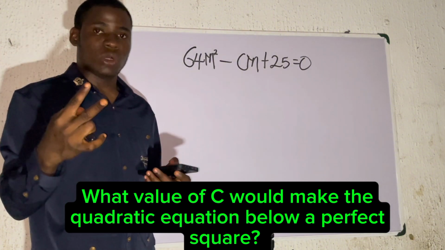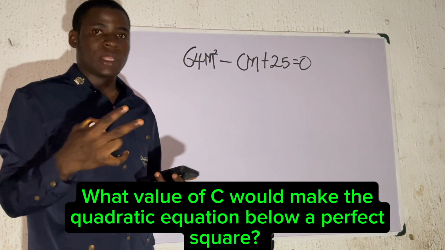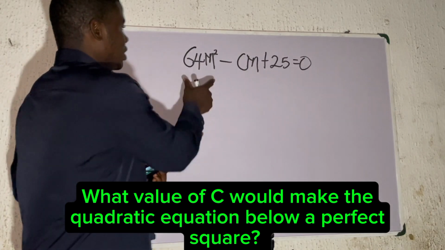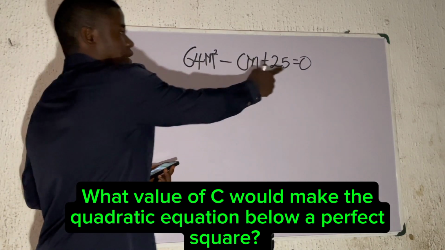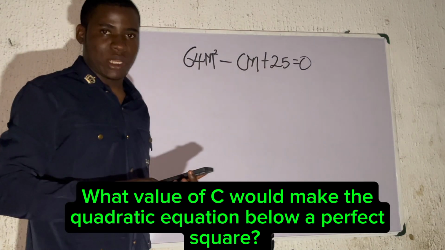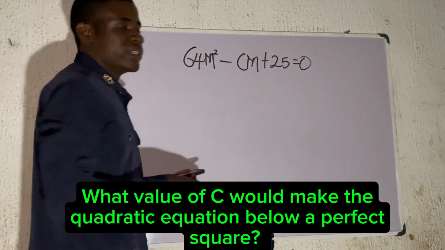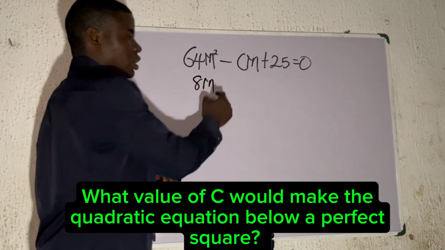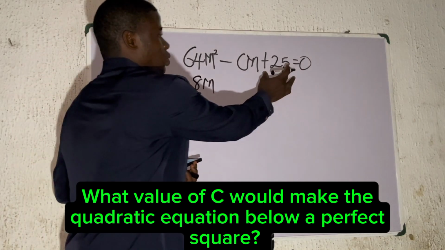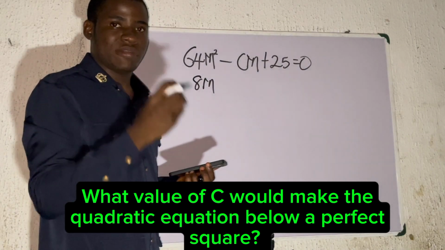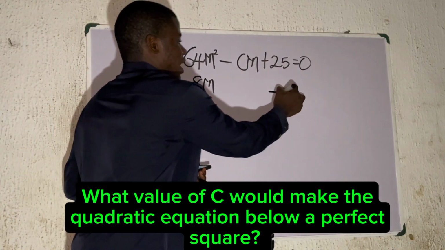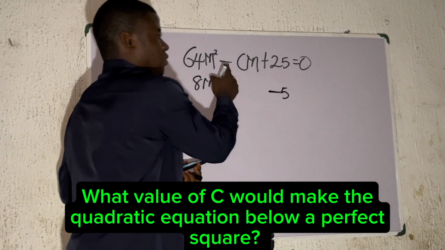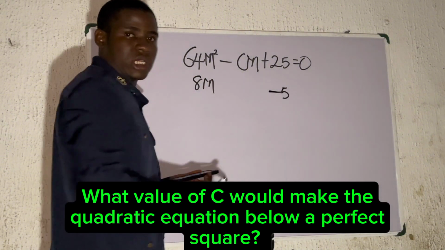There are two conditions for that. Now, the first condition says that the first term and the last term must be perfect squares. So, the square root of 64m squared is 8m. Is it clear? The square root of plus 25 is plus or minus 5, but I'll take minus 5 because of the sign of the b. Is it clear?